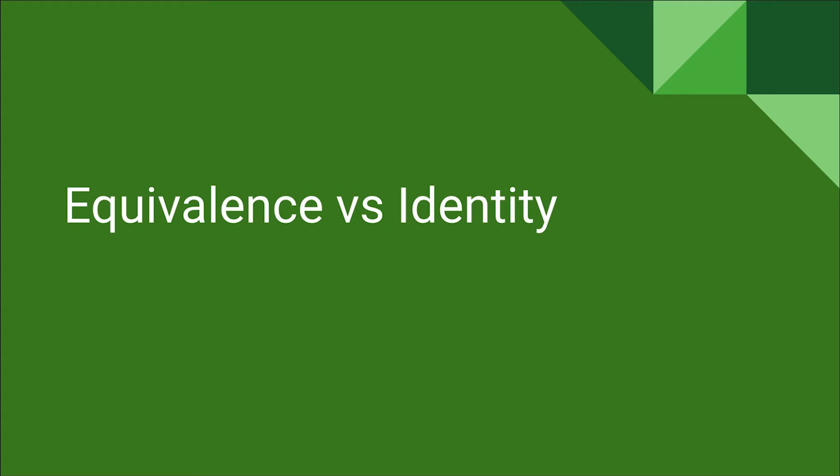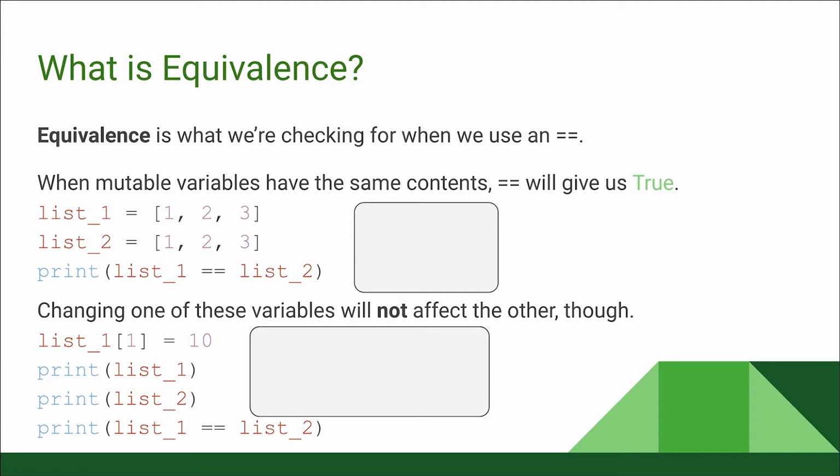All right, hello everyone. Today we are talking about equivalence versus identity, which is some insight on how variables are stored. So let's just jump right into it. First, let's talk about what is equivalence. Equivalence is what we are checking for when we use a double equals.